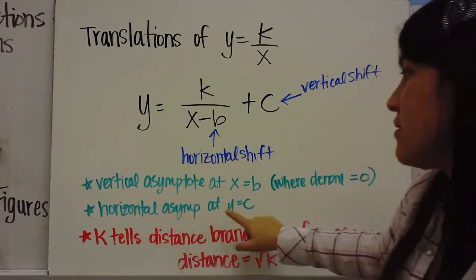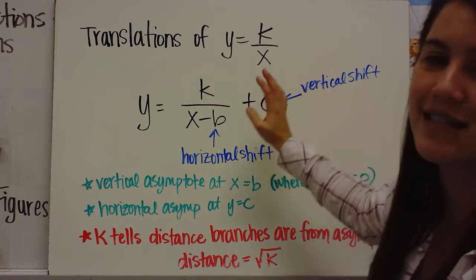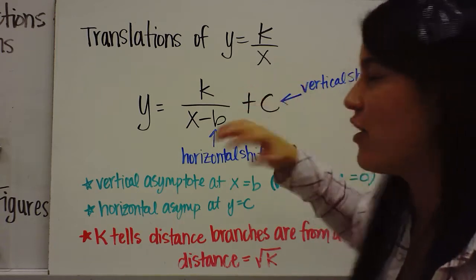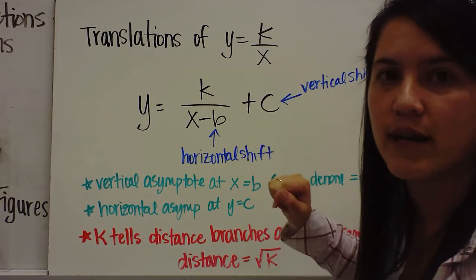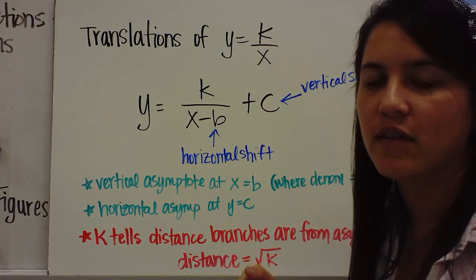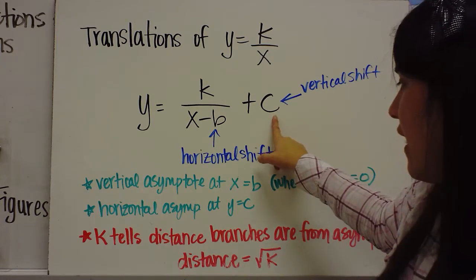The horizontal asymptote is wherever c is, where y equals c. Because then y can't equal 0. So let's just pretend c is plus 4. Well, that means at 4 there's going to be an asymptote because we can't touch that value.